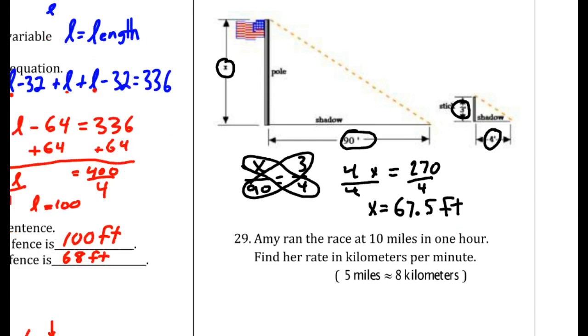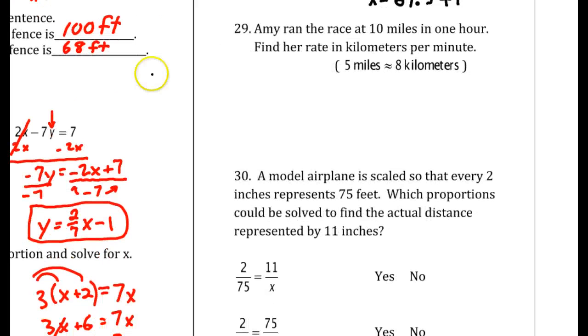There we go. Okay. So Amy ran the race at 10 miles in 1 hour. Find the rate for kilometers per minute. Okay, and they give us that 5 miles is approximately 8 kilometers. We'll round it. That's okay.